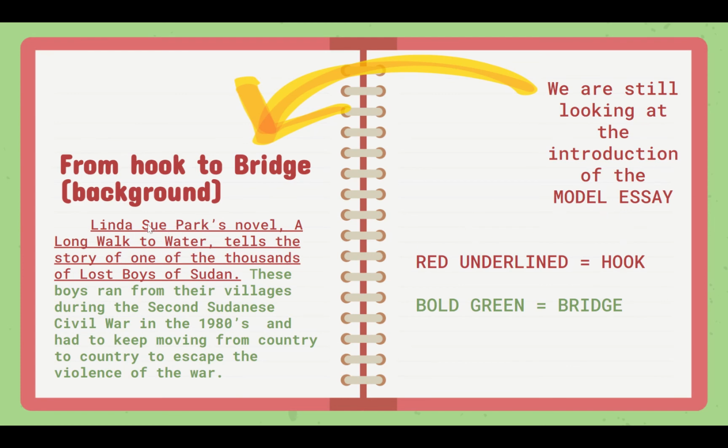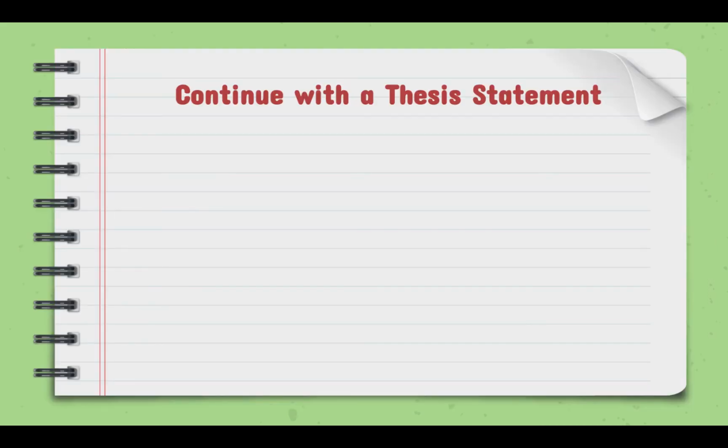The red is our hook. Remember, I told you their hook could be a little bit better, right? And then here's their bridge. These boys ran from their villages during the Second Sudanese Civil War in the 1980s and had to keep moving from country to country to escape the violence of war. You might want to add something in there specifically about Salva. Salva was running from his family and eventually became the leader of the Lost Boys and built wells, something like that. Okay. I know I'm throwing a lot at you right now.